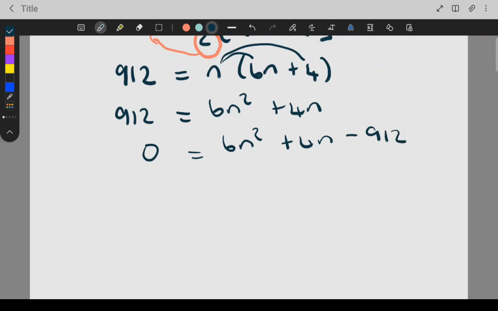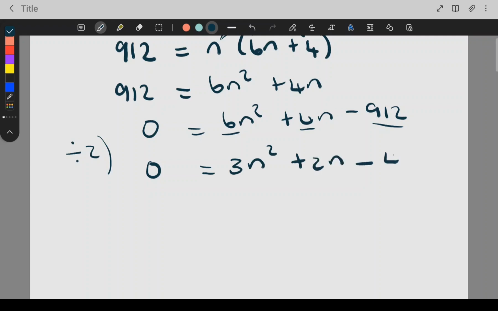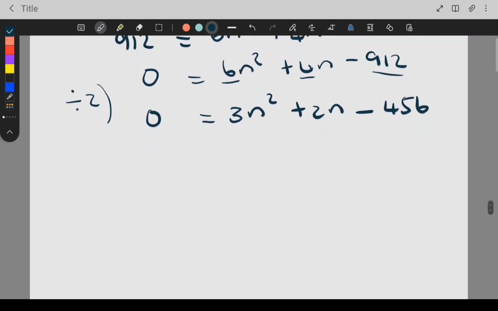And then I'm going to divide all of my terms by 2 just to make it easier, because 2 can go into that, that, and that. So let's write, I'm going to divide everything by 2. This stays 0. This is 3n squared plus 2n minus 456. Now you can factorize, or you can use the quadratic formula. I'm going to factorize, but you can use the quadratic formula.